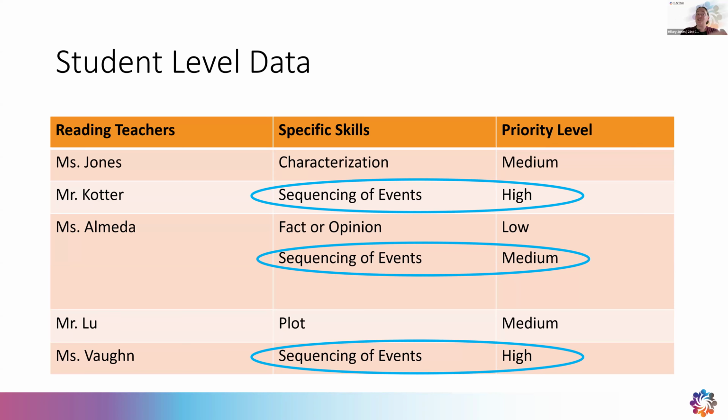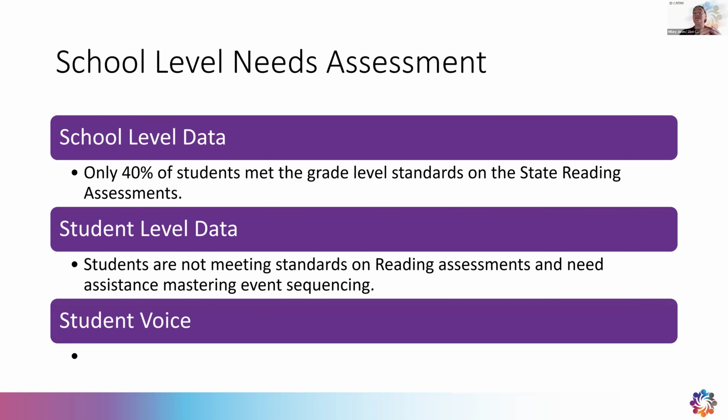So how do we turn the student level data that we're struggling with, sequencing of events, into a needs statement? Well, here we have an example for you. So the needs statement says students are not meeting standards on reading assessments and need assistance mastering event sequencing, right? So we have completed that one more step. We now know what the student level need is. So the question that we ask next is, how can student voice play a role?